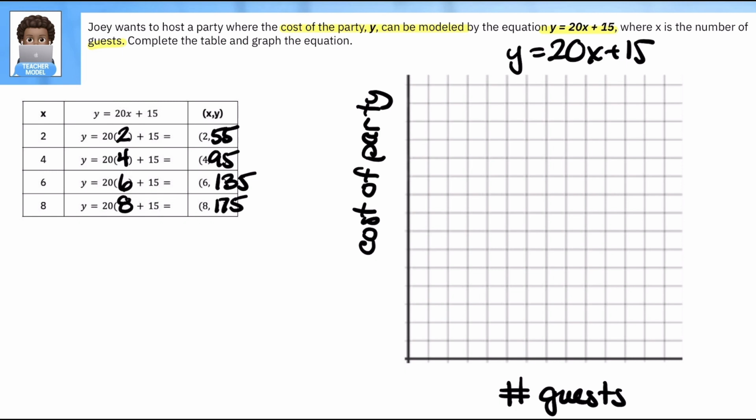So now that we have our points, you're just going to create a complete graph. Make sure it has a title, which is my equation. I have my labels. I have to create my scale. So I'm going to make my scale go by 15s on my y-axis because my numbers are very high. So I'm skipping so you can see it.